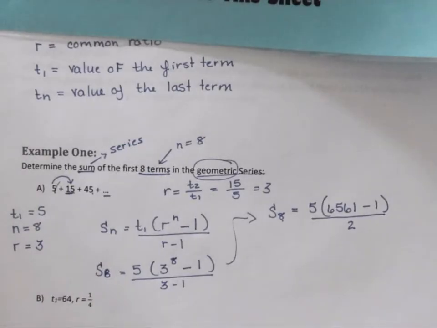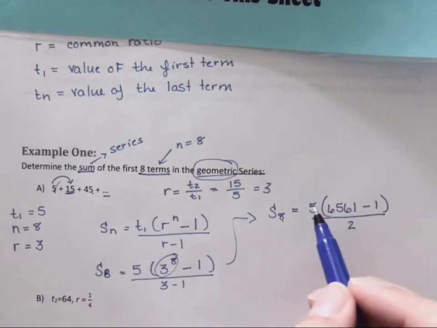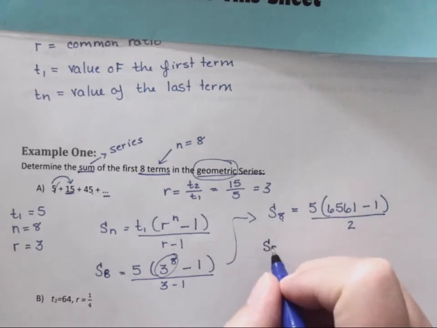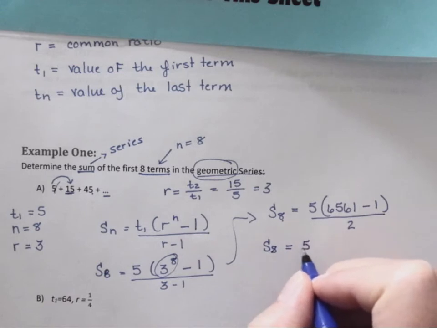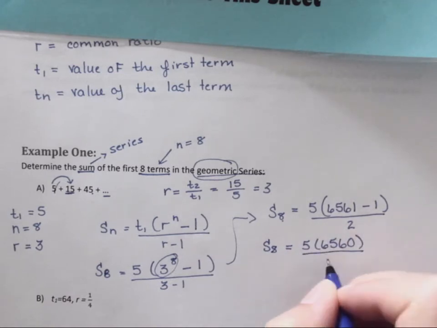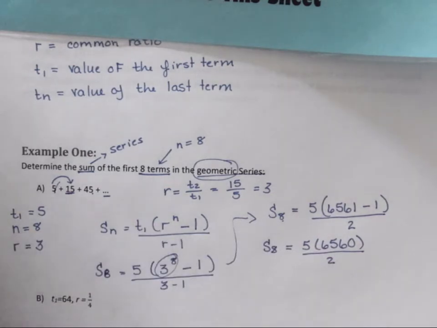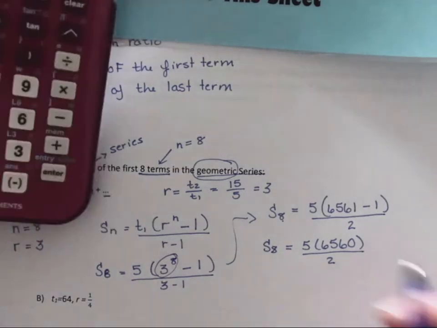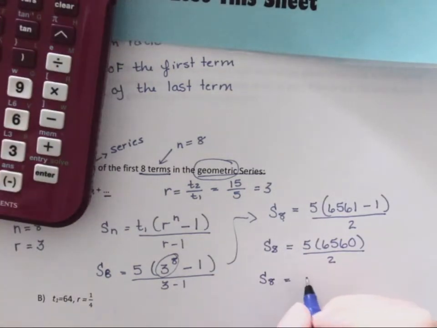Now, order of operations says I got to deal with this exponent first, and then I got to do what's in the brackets, and then I multiply by 5. So I'm going to show you all the steps, but again, you don't have to, if you want to skip some steps, that's okay too. So I'm going to minus 1 times by 5. So S8 gives me 32,800 divided by 2.